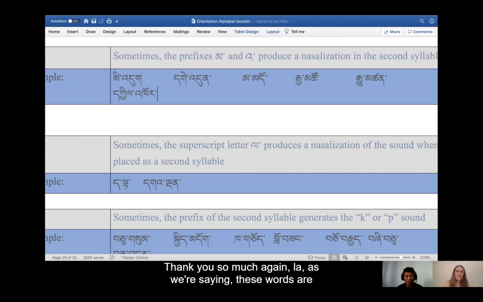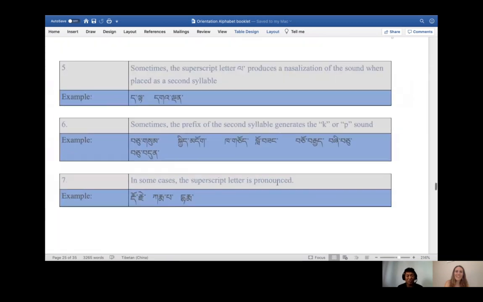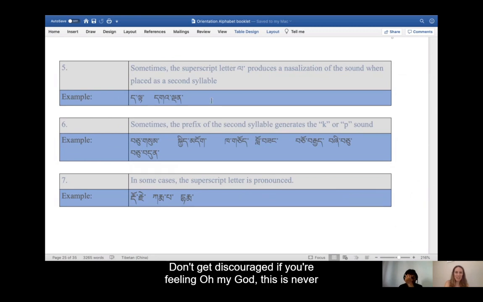These words are really crucial, so they'll be useful for you to remember. Now, there aren't that many left, so don't get discouraged if you're feeling, oh my God, this is never going to end. We're almost coming closer to an end, and now you're more familiar with these rules, so it'll be easier.